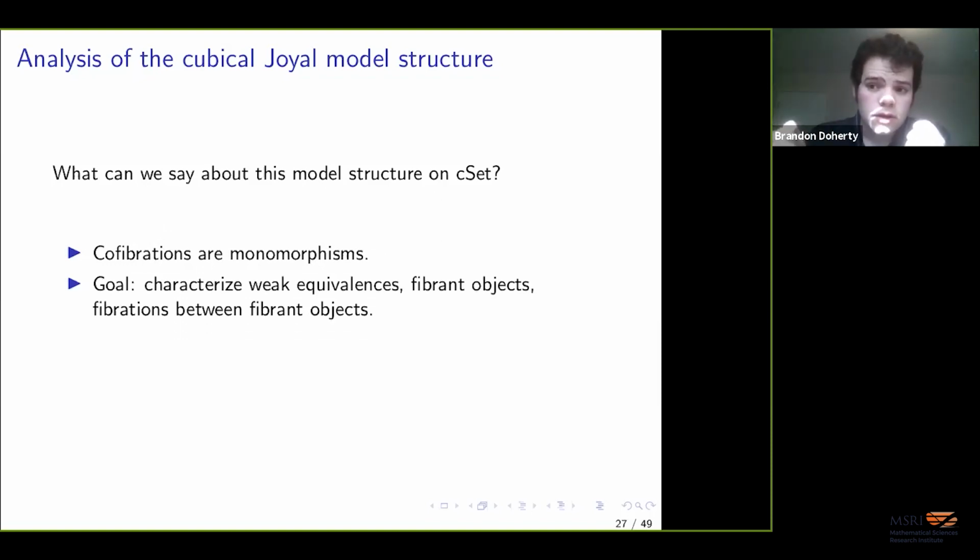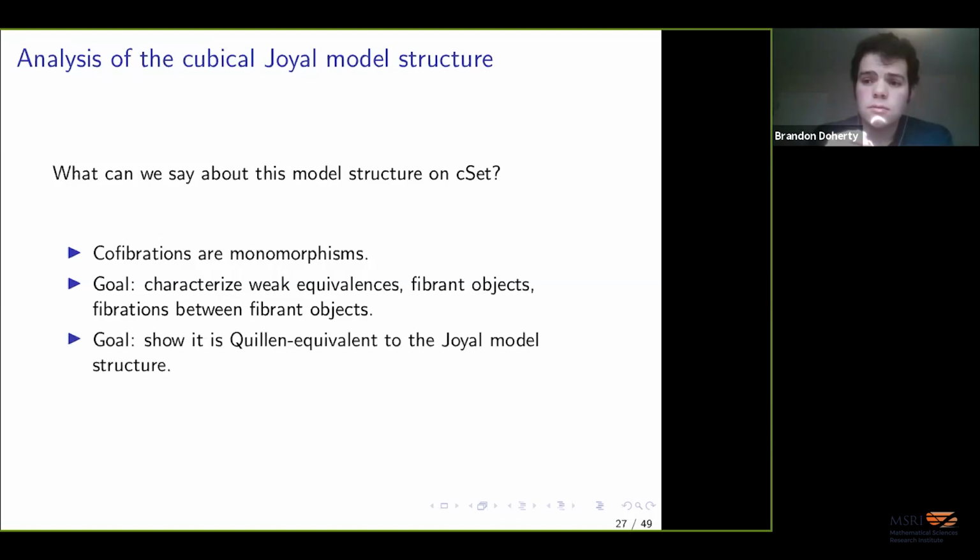We would also like to characterize the weak equivalences, the fibrant objects, and the fibrations between fibrant objects in this model structure. And we'd like to show that it is equivalent to the Joyal model structure. So we do all of those things in the paper, and we'll be discussing those today.